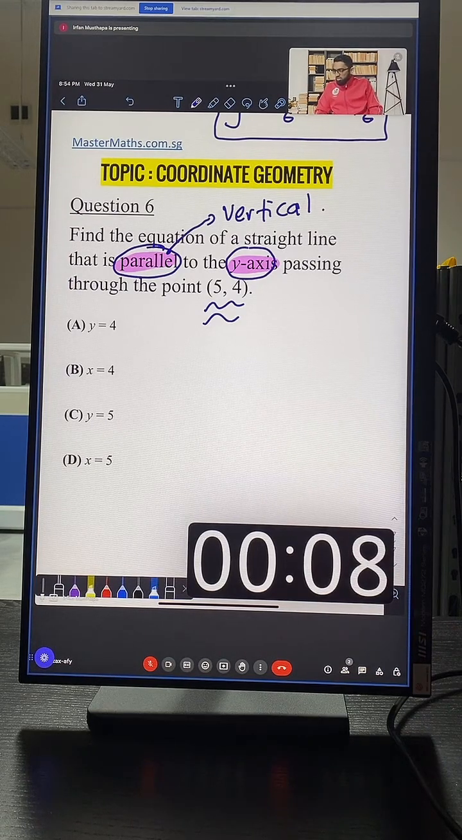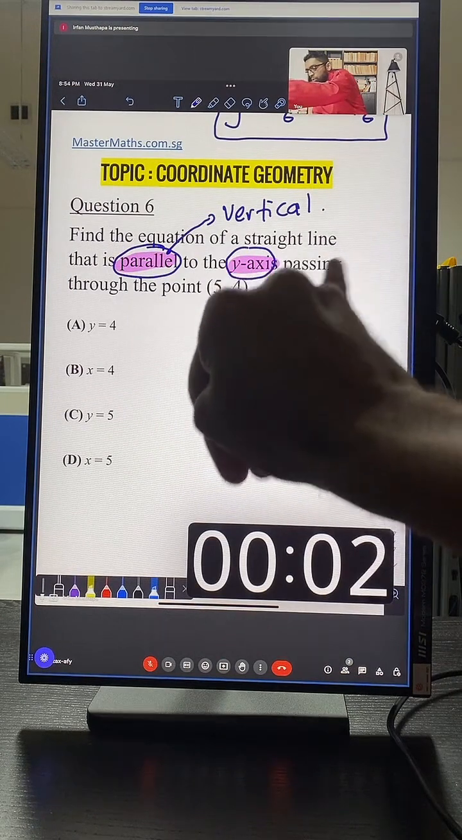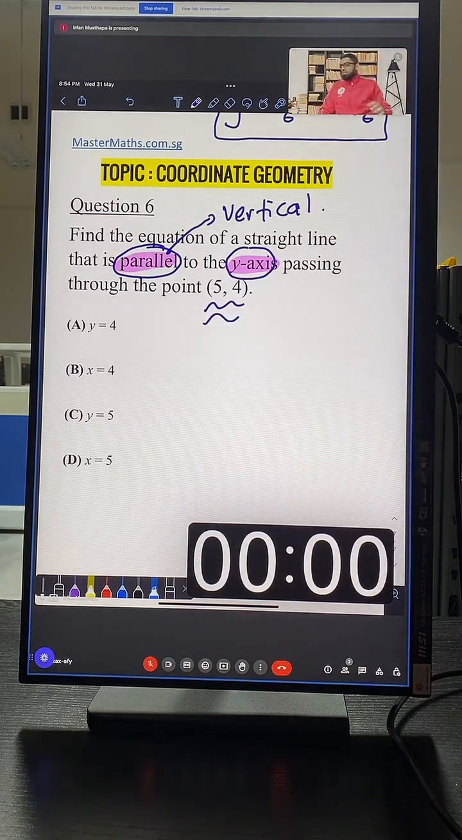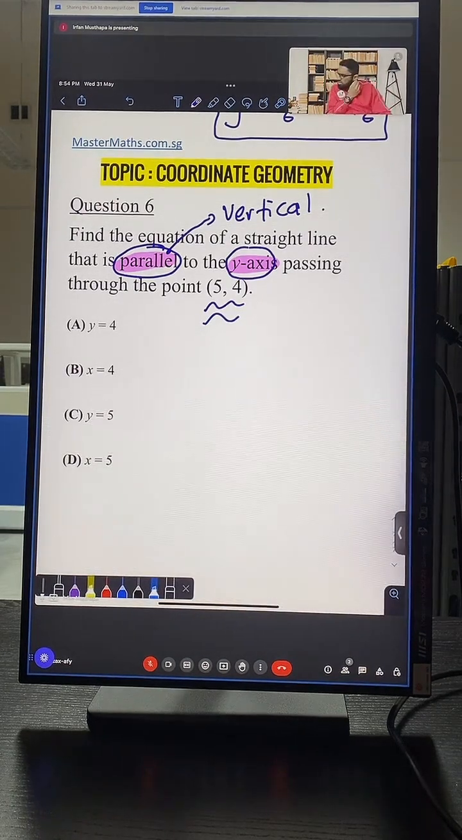Aviation X says C is the answer. 5, 4, 3, 2, 1. What is the answer for this question? My friends, solution, please. Solution A, B, C, D.